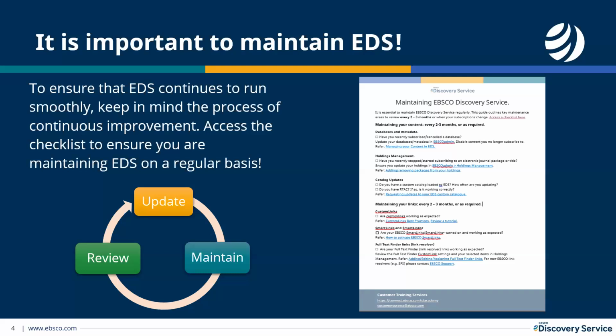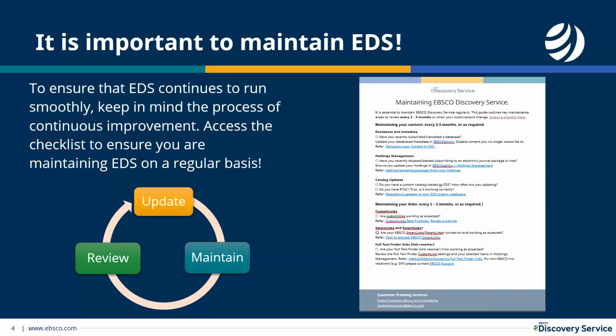But moving forward, we do need to make sure that we are maintaining that content as well. So just bear in mind as we go through this series of sessions that it is a process of continuous improvement. We need to update, maintain, and review our content. In today's session, we are focusing on maintaining the searchable content, so your article level indexing. We will also touch a little bit on your holdings and we'll talk about some catalog updates. In our second session, we'll be touching a little bit more on our linking, and then we'll have a deep dive into our holdings management.